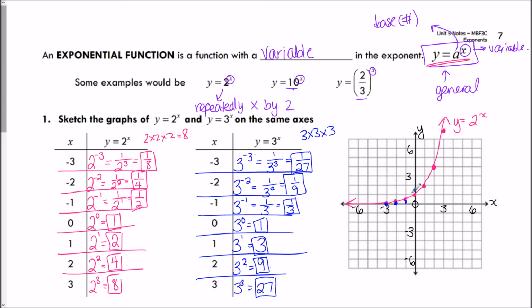And then 0 is at 1, 1 is at 3, and then 2 is going to be at 9. It's a little bit off, but that's okay. And then we don't have room for 3, 27, so this is what our graph is going to look like right here. It's still exponential growth, it's just growing more rapidly because our base is a larger number.